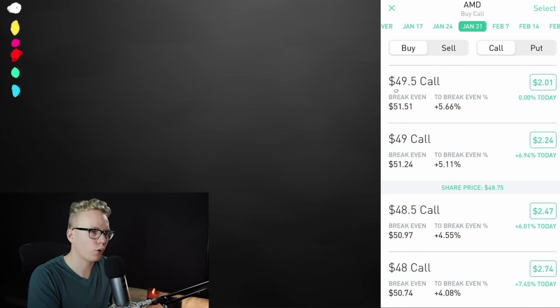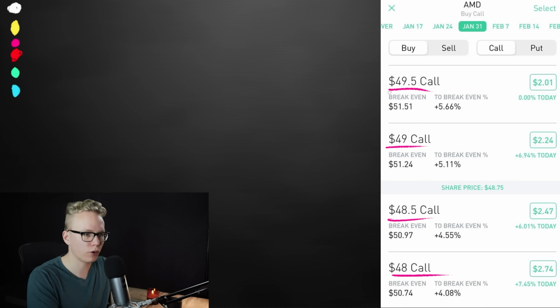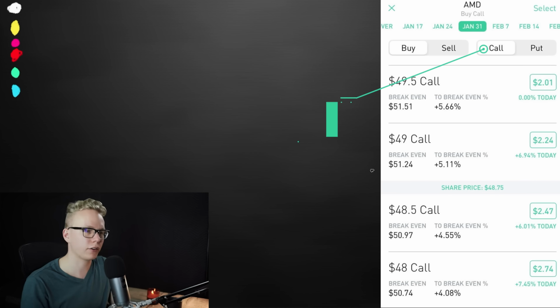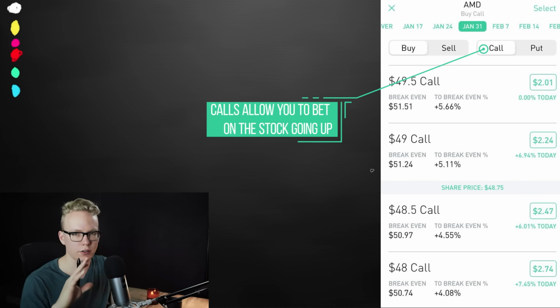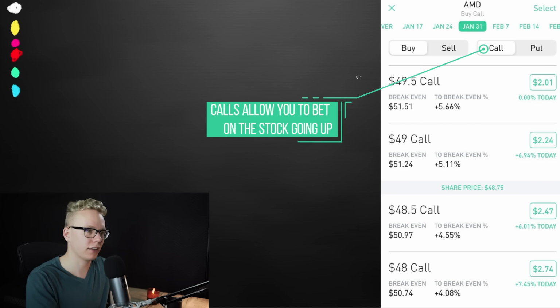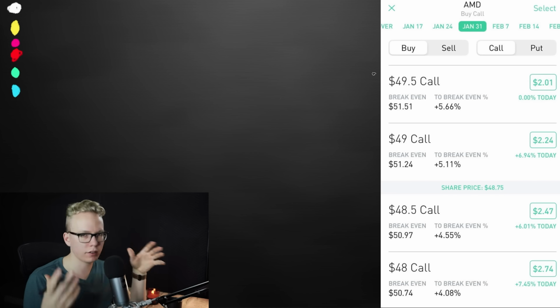And what we're looking at here is 4 different call options. So there's a 49.5 call, there's a 49 call, 48.5 call, and a 48 call. So these are 4 separate call options. And if you have your phone open, you can scroll up and scroll down and you'll see there's a lot of different call options. These are not the only 4. There's a lot of other call options, but these are all that we need to learn and understand the basics of these options. What is a call?